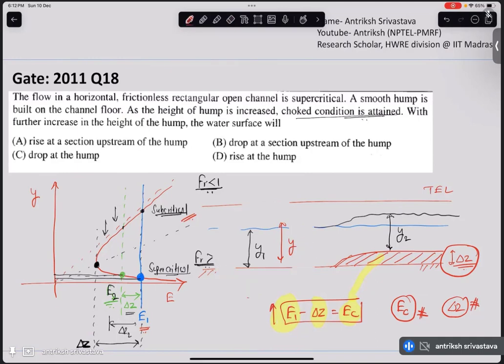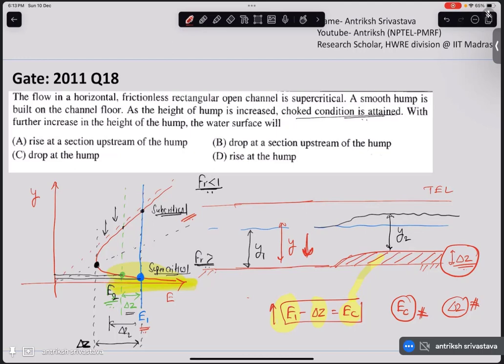So what will happen from this curve? What can we see? When the energy increases in case of supercritical flow, the depth is going to decrease. You can see this curve is going down. This curve is going down in case of supercritical flow. So the depth of flow is decreasing. So if you forget the concept of hydraulic jump, because in this question it is very clear that they are not asking about hydraulic jump.